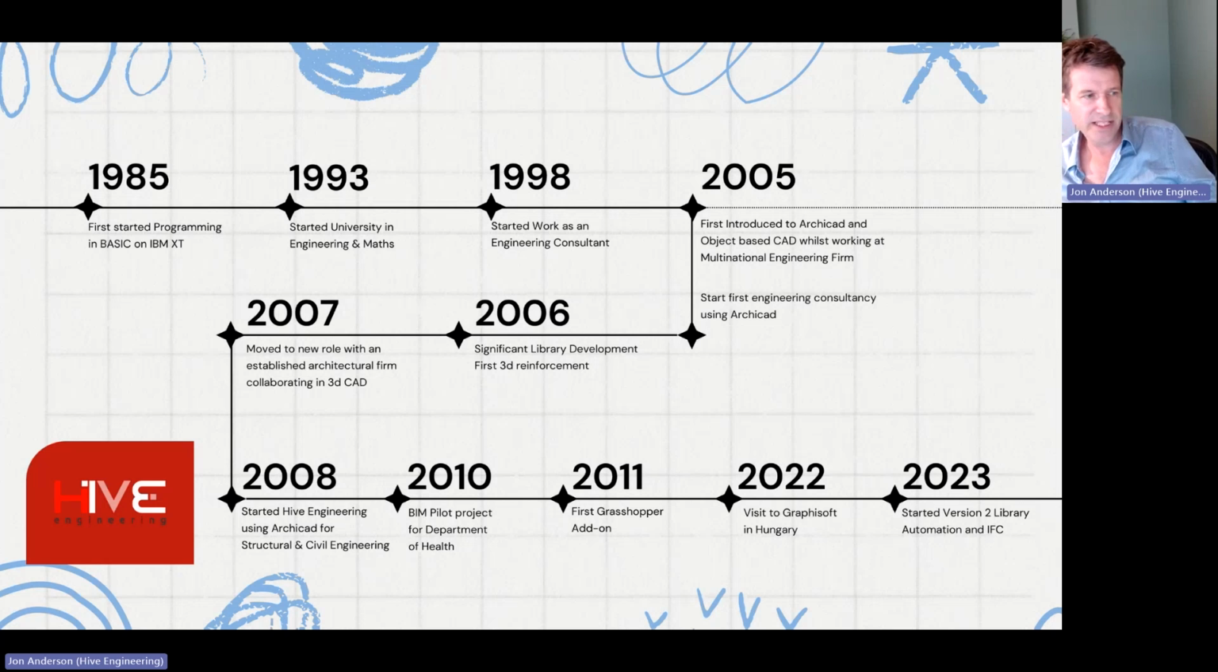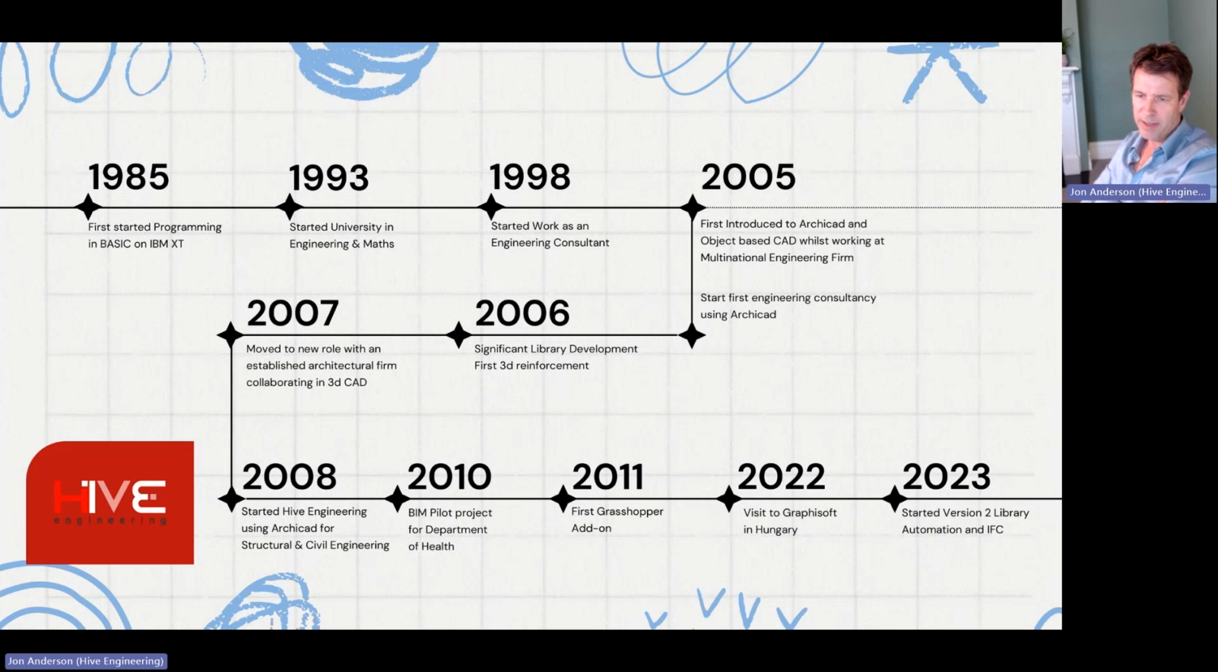And that was a really interesting process of developing tools, working out what works and what doesn't work. And then in 2007, I moved into another role with an established architectural firm, and we were collaborating again with Archicad. And then in 2008, I started Hive Engineering, which I've been going continuously since then. And that focuses on structural and civil engineering and Archicad. There's been a few milestones in that.